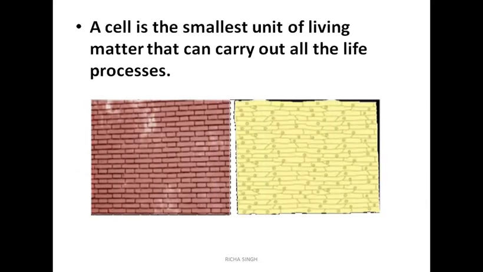So let's begin. As you know, a building is made up of pieces of bricks. Same way, any living creature is made up of a number of cells. So the cell is the smallest and the basic unit of life, because life first starts in a cell only, and then the cell divides, forms tissue, organ, and like that an organism is formed. So the cell is the basic unit of life.